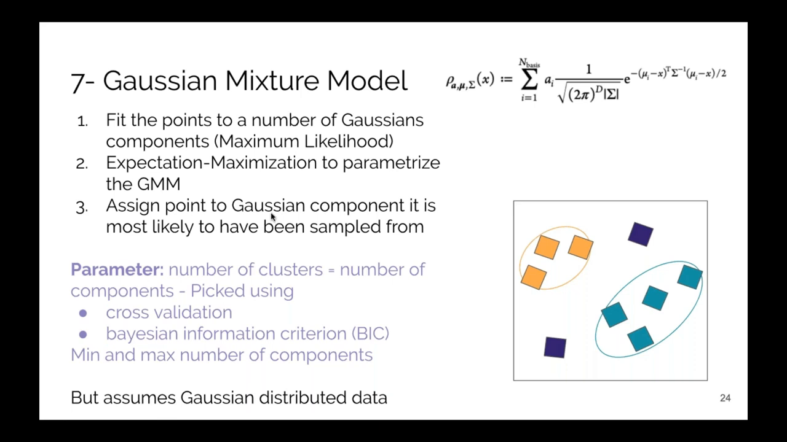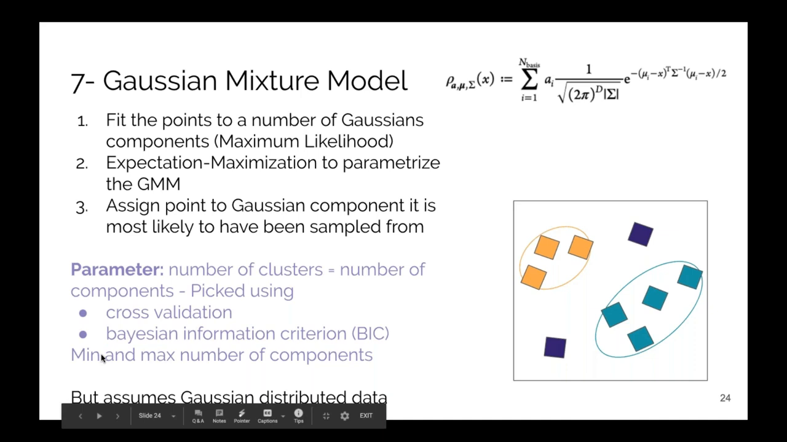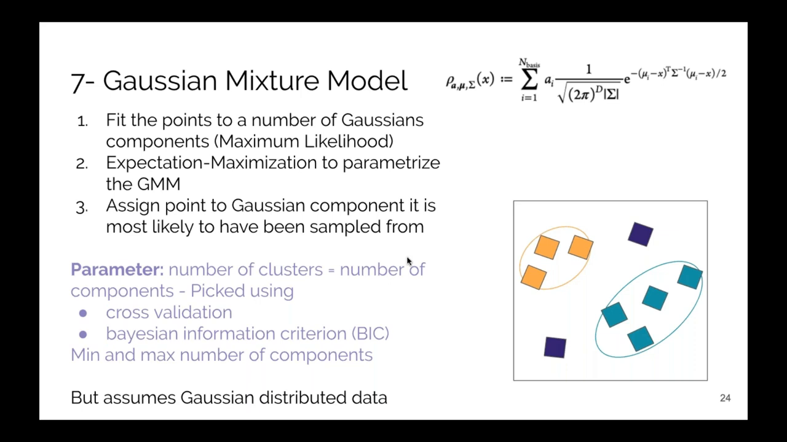And based on this, then we can assign the point to the Gaussian component it's most likely to have been sampled from. This method is very nice because it's robust, and there's only one parameter to pick, the number of clusters, which is also the number of components, and we can avoid overfitting either by using a cross-validation scheme or the Bayesian information criterion, in which case the only parameters that we need to pick are the minimum and maximum number of components that we want to try out to then pick using these schemes. So this is very nice, but unfortunately it assumes that the data is Gaussian distributed, and so I'm going to hand over to Annie now, and she will describe how she extended this framework of Gaussian mixture models and devised a new clustering scheme that is particularly well suited for data that comes from molecular dynamics simulations.